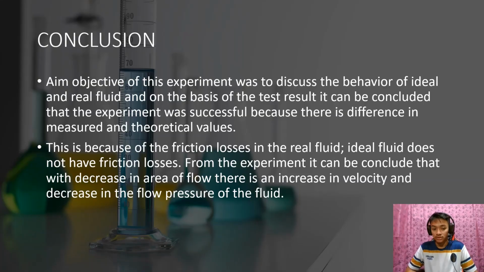So as the conclusion, the aim or the objective of the experiment was to discuss the behavior of ideal and real fluid, and on the basis of the test results, it can be concluded that the experiment was successful because there is a difference in measured and theoretical values of the height. And this difference is due to the friction losses in the real fluid, because the ideal fluid does not have friction losses. And from this experiment, it can be concluded that with a decrease in area of flow, there is an increase in velocity and decrease in the flow pressure of the fluid.